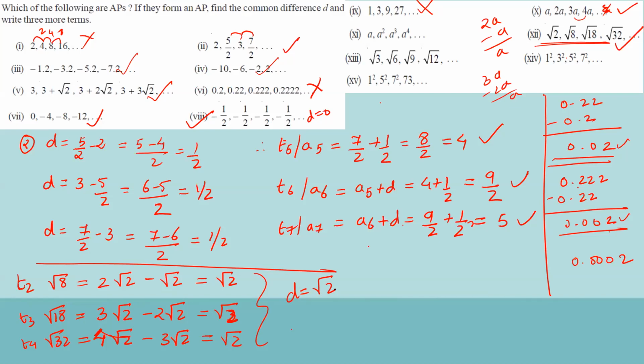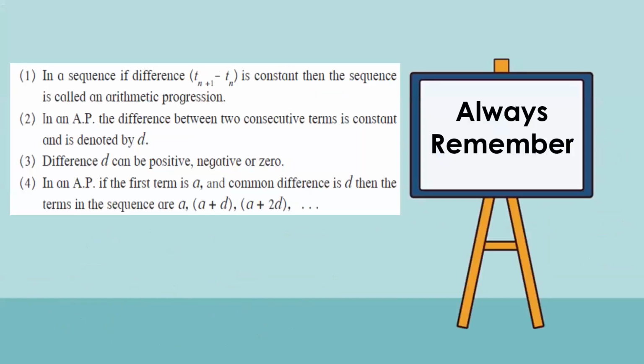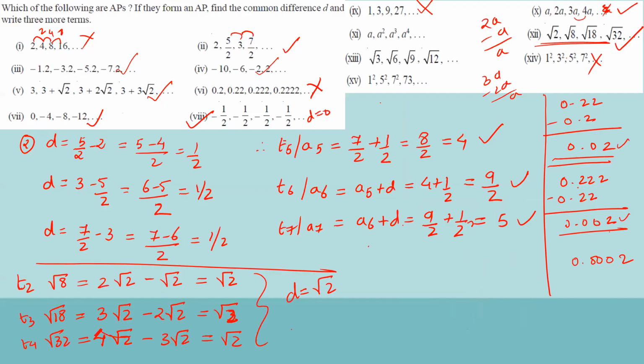Right? 1 square, 3 square, 5 square, 7 square. 1, 3 square is 9, 5 square is 25, 7 square is 49, not an AP. So it's not an AP. Okay, right. So this is the way you have to check whether a given series of numbers is an AP or not. If it forms an AP, it is very easy to find out the first term, that is A, and the common difference D, and then find out the successive terms, right?